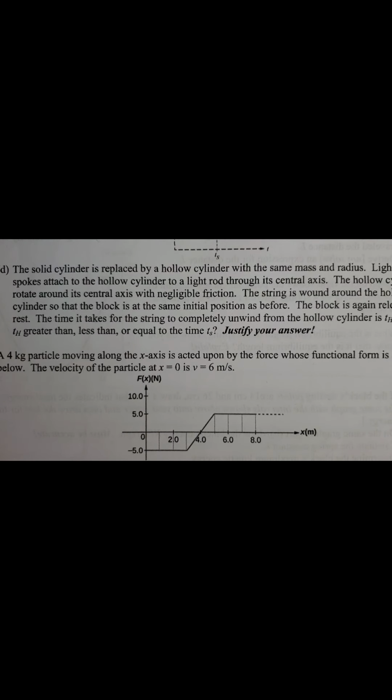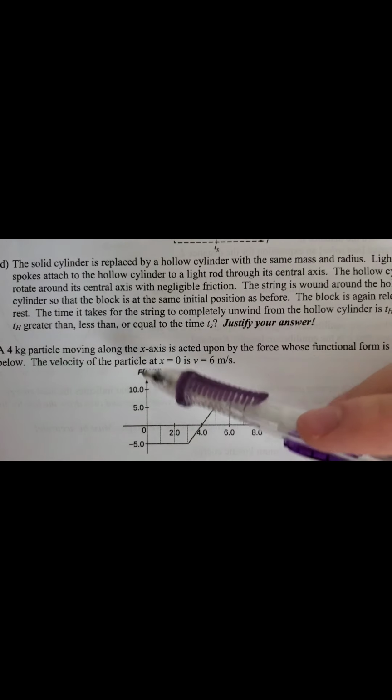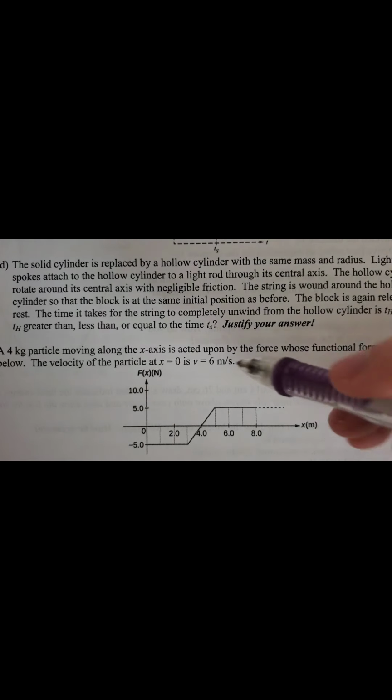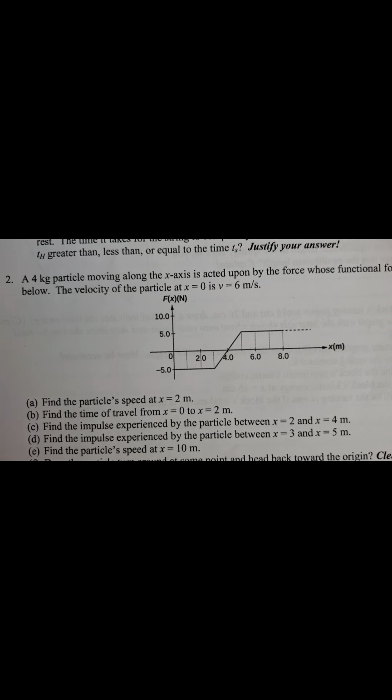Okay, so for FRQ number 2, we have a particle that has a mass of 4 kilograms and it is moving along the x-axis. There is a force acting on the particle, and that force is represented by this graph over here. As you can see, the force will vary over the distance traveled. The velocity of the particle is also given to be 6 meters per second at x equals 0. Okay, so for part A, we are asked to find the particle speed at x equals 2 meters.